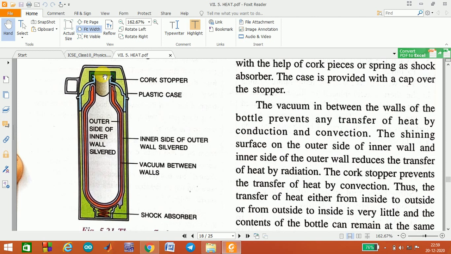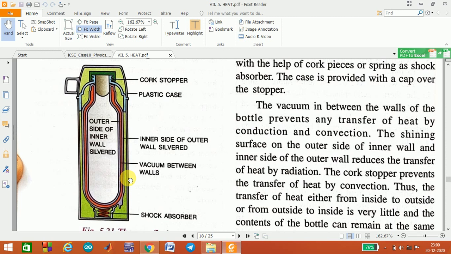The bottle is enclosed in a plastic case with the help of cork pieces or spring edges which are shock absorbers also. This case is provided with a cap to cover the stopper. So this is a cap also. The vacuum in between the two walls of the bottle prevents transfer of heat by conduction and convection.